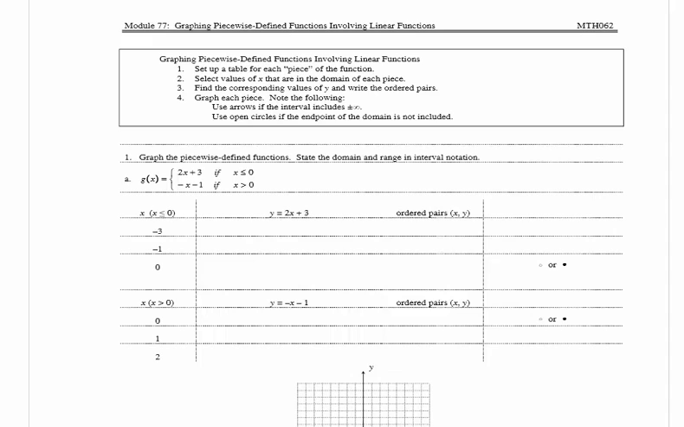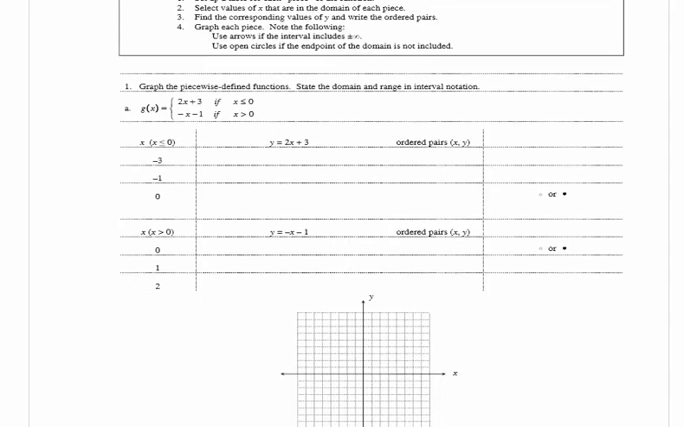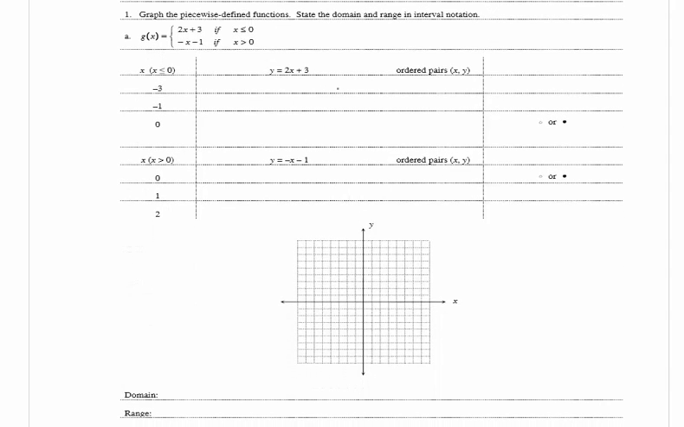And note the following: use arrows if the interval includes positive or negative infinity. Use open circles if the endpoint of the domain is not included. So in number 1, we want to graph the piecewise defined function, state the domain and range in interval notation. In A, we have g of x is equal to 2x plus 3 if x is less than or equal to 0, and negative x minus 1 if x is greater than 0.